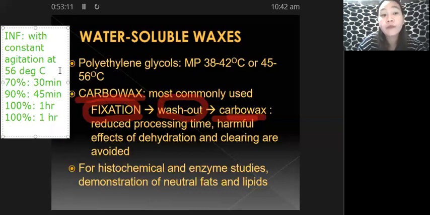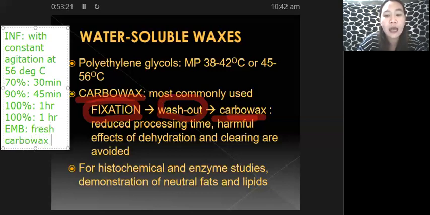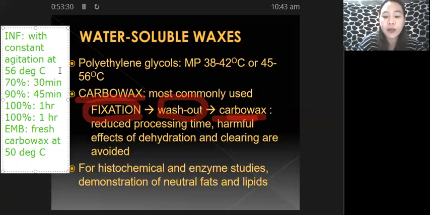Okay, so after your infiltration, the next thing that you have to perform is embedding. So you make use of fresh Carbowax, and the temperature should be at 50 degrees Celsius. Okay, and then after embedding, you have to rapidly cool it in the ref.